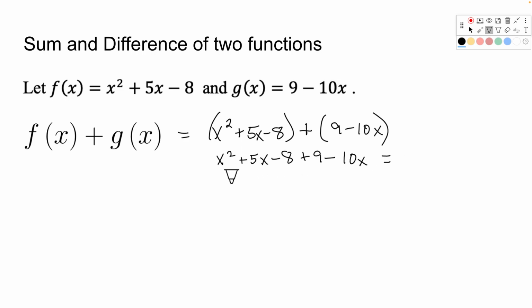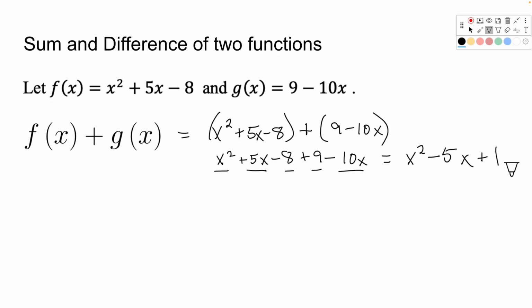And then we just combine like terms. Well, there's only one term that has x squared, so that's what that is. But then there's two terms that have x's, so I have 5x minus 10x. We combine that and we get negative 5x. And then I have a negative 8 and a positive 9. When we combine those, we get a plus 1. So that's combining with addition.